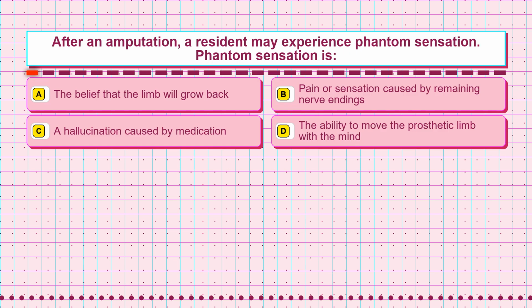Question 76. After an amputation, a resident may experience phantom sensation. Phantom sensation is: Option A, the belief that the limb will grow back. Option B, pain or sensation caused by remaining nerve endings. Option C, a hallucination caused by medication. Option D, the ability to move the prosthetic limb with the mind.